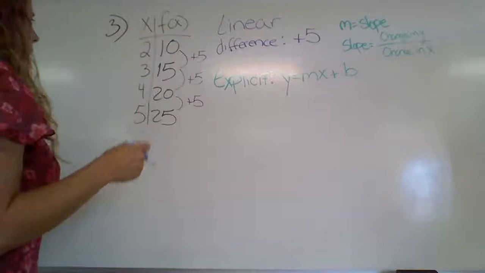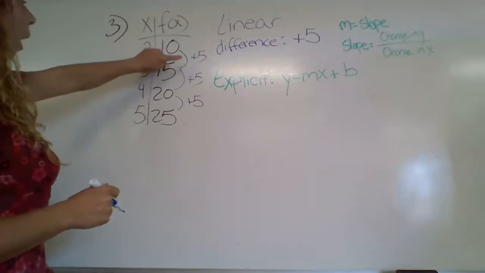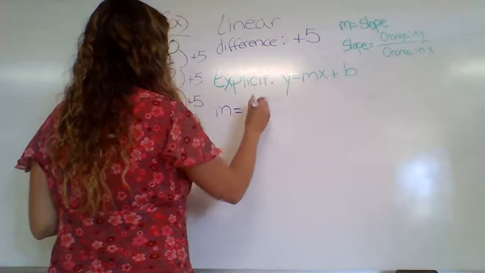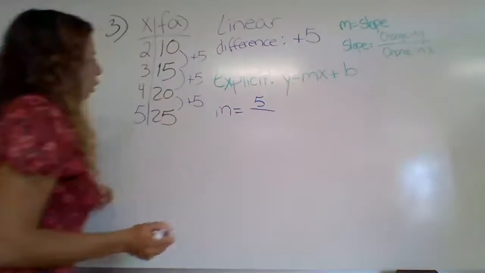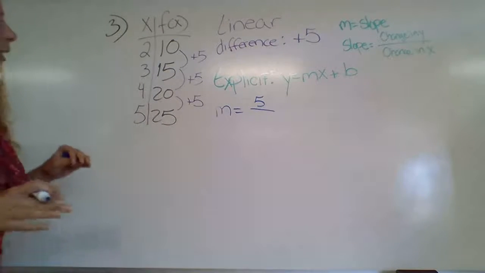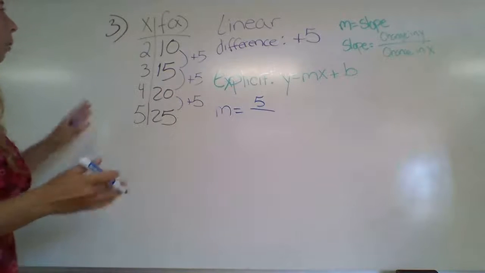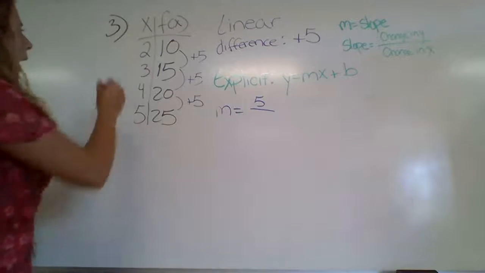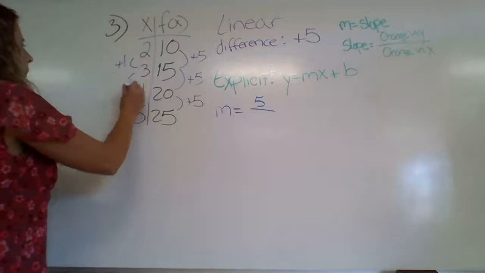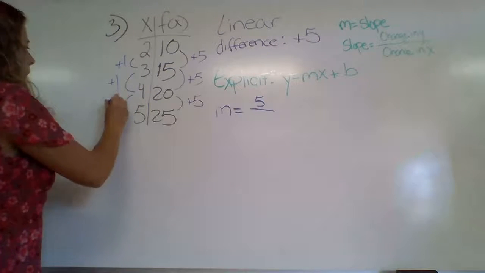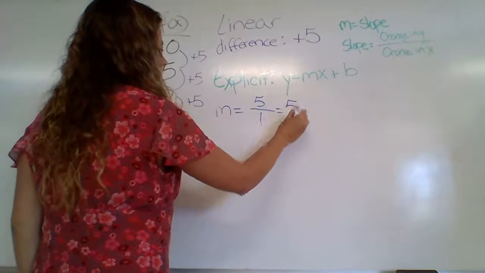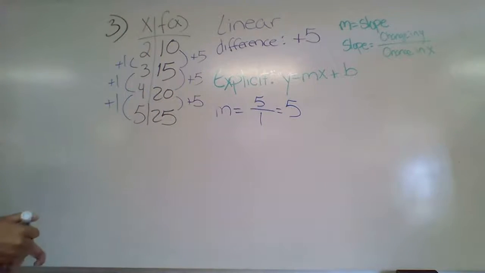So for this set of points, my change in y is 5. So m equals the change in y, which is 5, over the change in the x. Because your change in x is not always going to be 1. But for now it is. From 2 to 3, 3 to 4, 4 to 5, I'm just adding 1 each time. So 5 over 1 is just 5. Okay? So m is equal to 5.